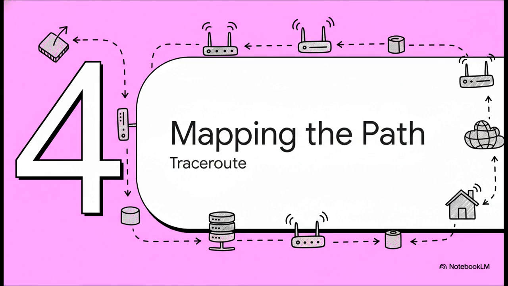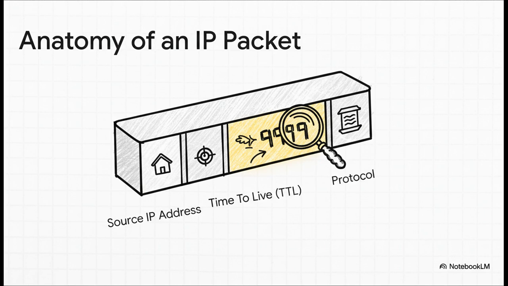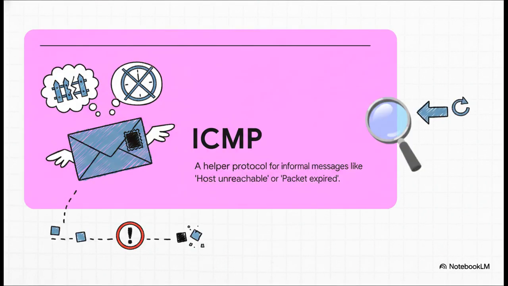But is there any way for us to actually see this path, to trace where it goes? Well, to do that, we have to peek inside the packet's header. It's got a bunch of info, but for our story, the most important bit is this little counter called time to live, or TTL. Now, this isn't really about time at all. It's a hop counter. Its whole job is to make sure a lost packet doesn't just bounce around the internet forever. The TTL works together with a special helper protocol called ICMP. Think of ICMP as the internet's own notification system. It's what sends back messages like, sorry, address not found, or, and this is the important part, hey, this packet expired because its TTL hit 0.